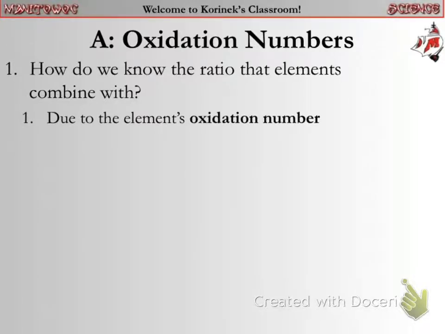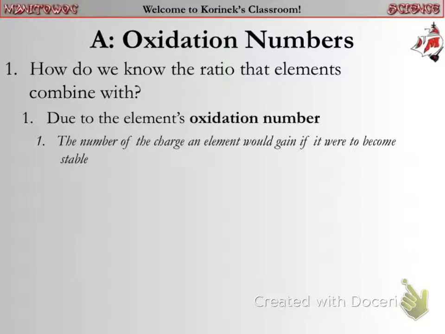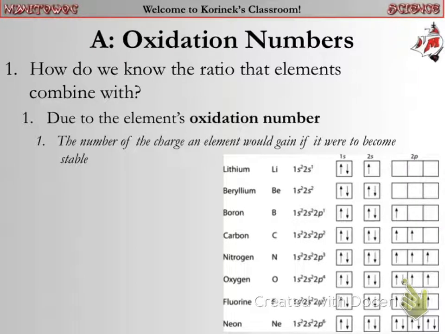These ratios are due to the element's oxidation number, and that's defined as the charge an element would gain if it were to become stable. So let's look at what elements have to do in order to become stable. I'm going to bring up this chart, which should be familiar to you, and you're going to look at the first 3 elements, lithium through boron. I'm going to half circle them with my purple marker here. You're going to notice that each one of these elements wants to jettison some electrons in order to become stable. Lithium is going to want to lose 1 electron, beryllium will want to lose 2, and boron is going to want to lose 3.